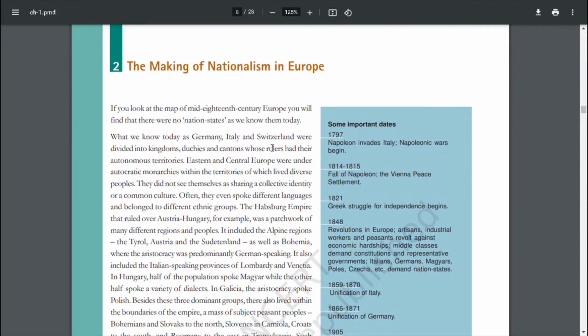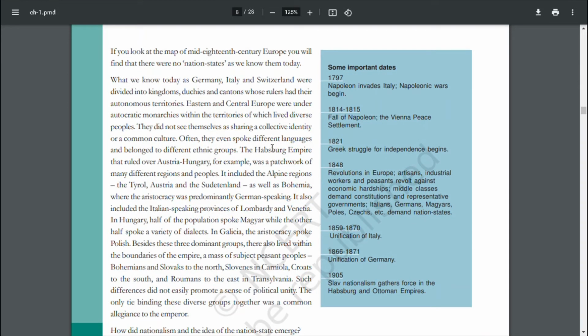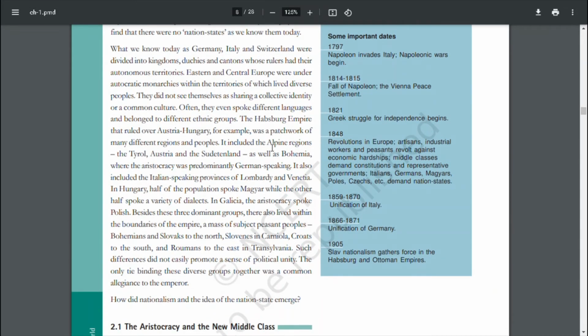The making of nationalism in Europe. If you look at the map of mid-18th century Europe, you will find that there were no nation-states as we know them today. What we know today as Germany, Italy and Switzerland were divided into kingdoms, duchies and cantons, whose rulers had their autonomous territories. Eastern and Central Europe were under autocratic monarchies within the territories of which lived diverse peoples. They did not see themselves as sharing a collective identity or a common culture. Often they even spoke different languages and belonged to different ethnic groups.